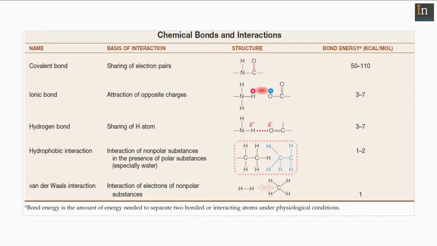If the information is too complicated, let's try to understand in a simple table. In aqueous condition, covalent bonds have energy of 50 to 110, ionic bonds have energy of 3 to 7, hydrogen bond 3 to 7, hydrophobic interaction 1 to 2, and van der Waals interaction 1. So in this table, we can clearly see that covalent bonds are the strongest one, while the non-covalent bonds are weaker. Of these, van der Waals interactions are the weakest.